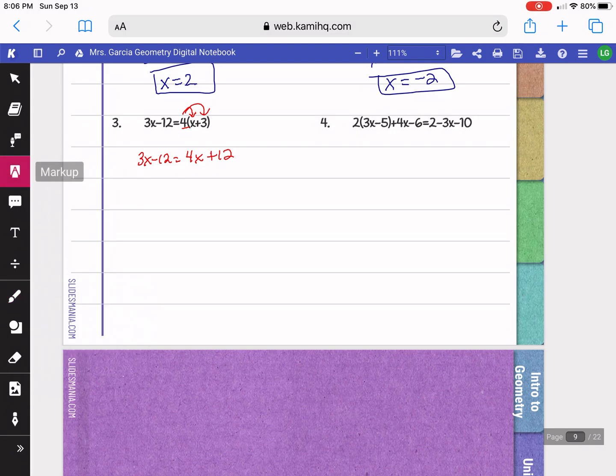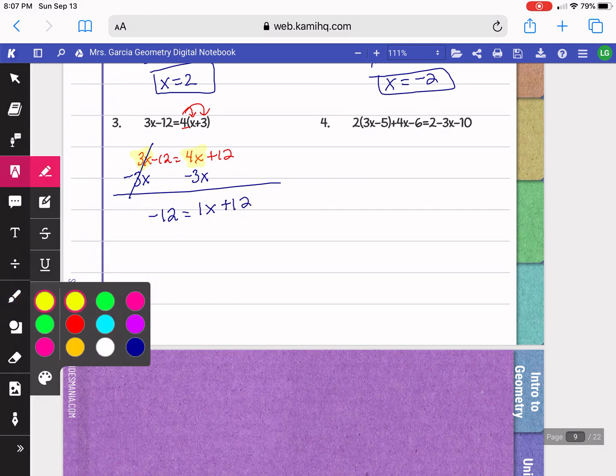So now I'm going to check. Here on this side, I have a 3x. On this side, I have a 4x. I need to undo one of those. I like to undo the smaller one, so I'm going to undo the 3x. So the opposite of positive 3 would be negative 3x. On this side, I'm left with negative 12. Here, 4x minus 3x is 1x.